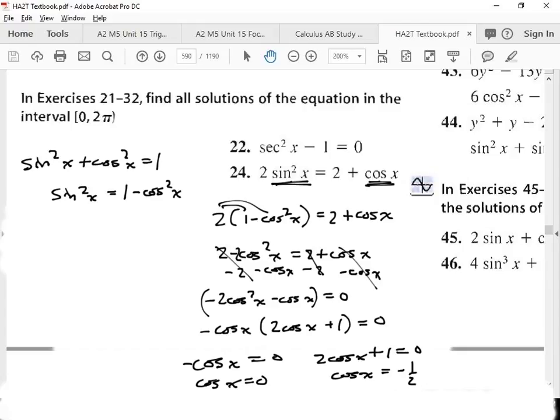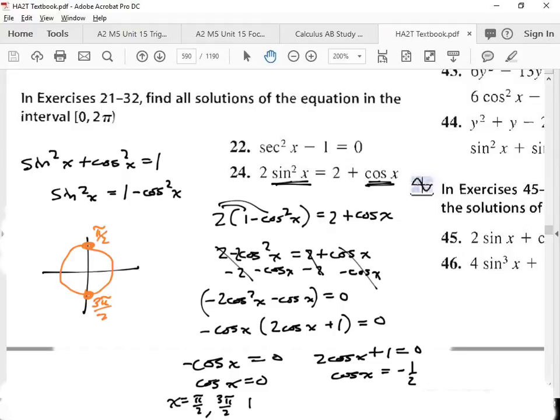So where does cosine x equal 0 on our unit circle? Think back, way back in the time. Where does x equal 0 on my unit circle? Right here and right here. So that is pi over 2, and this spot is 3 pi over 2. There you have it, you've got our 2 answers there. And so over here we're going to write x equals pi over 2 and 3 pi over 2.